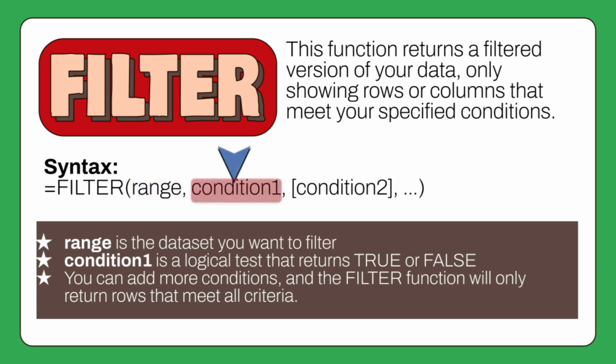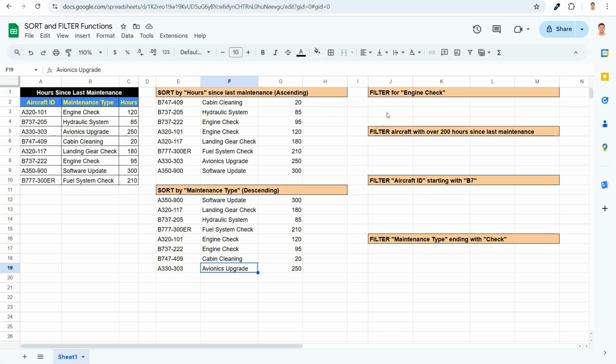Condition 1 is a column or row of true or false values, or an array formula that returns true or false values. Condition 2 is optional. This is the second option you want to apply. When multiple conditions are used, only rows that return true for all conditions will be included. If no rows match the condition, the filter function returns a not applicable error. Let's go through a few examples.